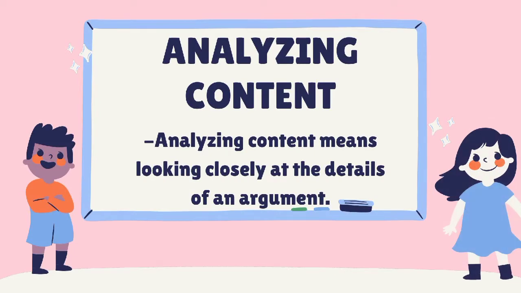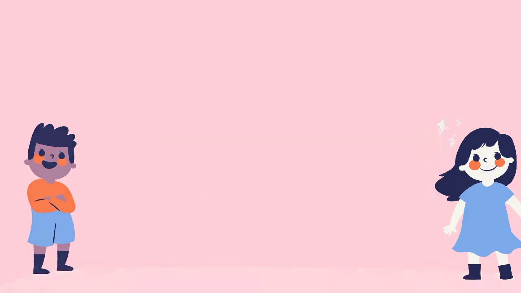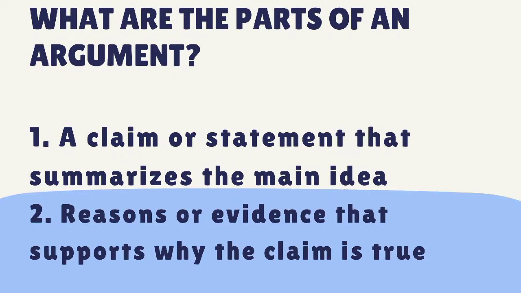What is analyzing content? Analyzing content means looking closely at the details of an argument. When analyzing the content of an argument or idea, you are looking at things like claims, evidence to support those claims, and if that evidence makes sense. What are the parts of an argument? An argument consists of two major parts. 1. A claim or statement that summarizes the main idea, and 2. Reasons or evidence that supports why the claim is true.